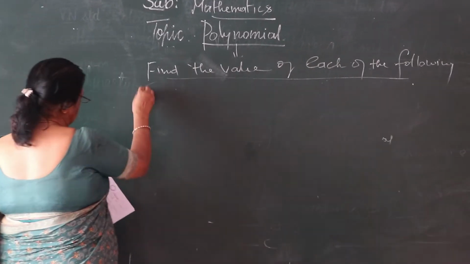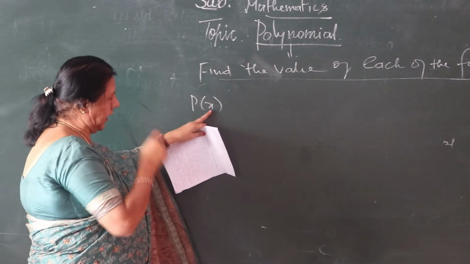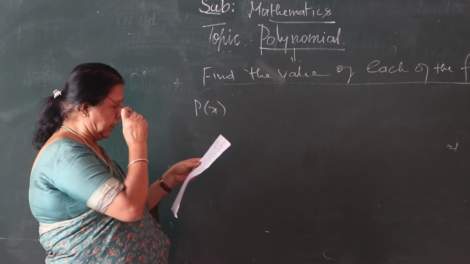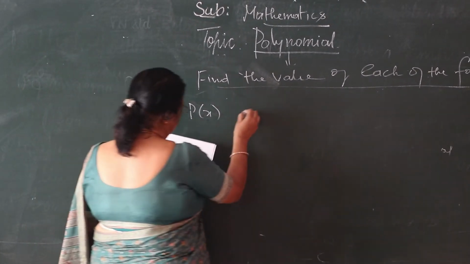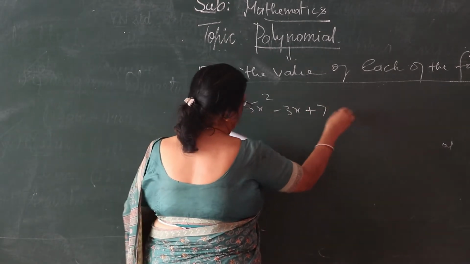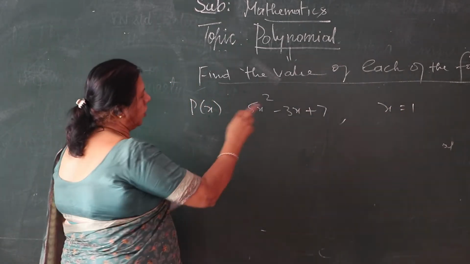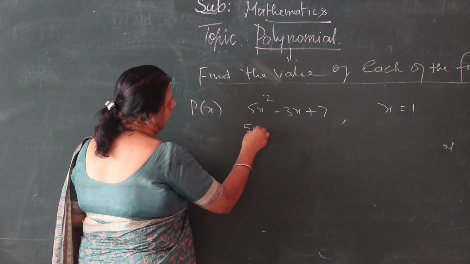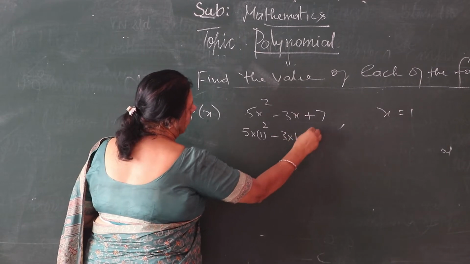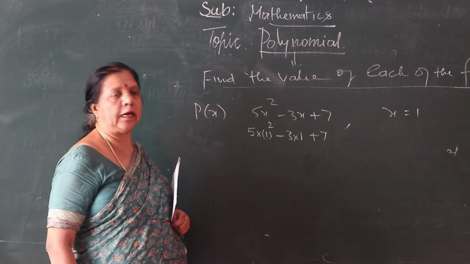They have given p(x). Why have they mentioned polynomial x? Polynomial x means only the x variable is here. They have given 5x square minus 3x plus 7. The value of x is equal to 1. Substitute 1: 5 into 1 whole square minus 3 into 1 plus 7. Very easy to solve, children.